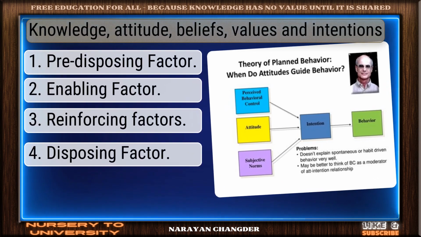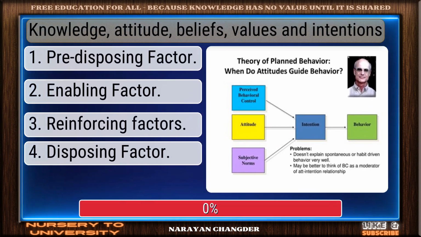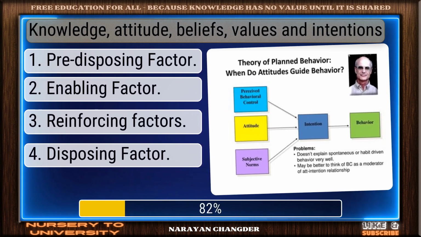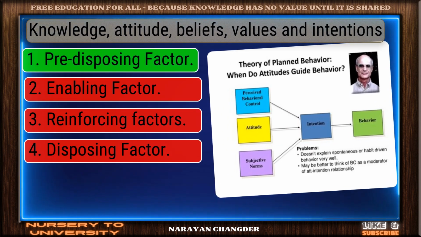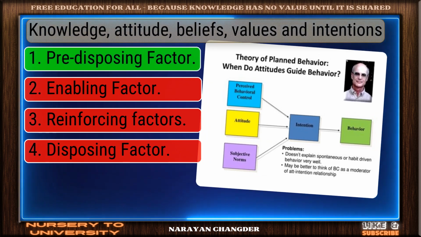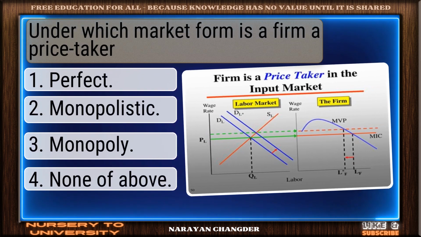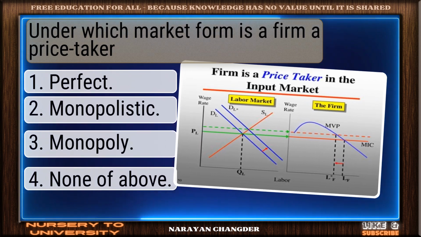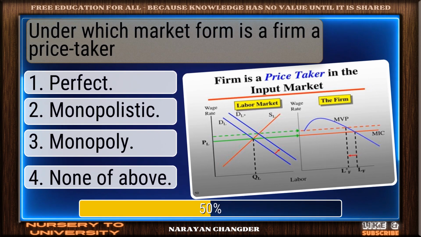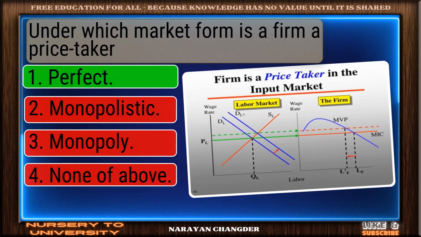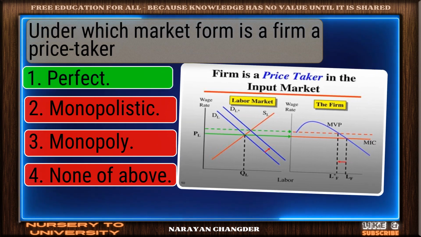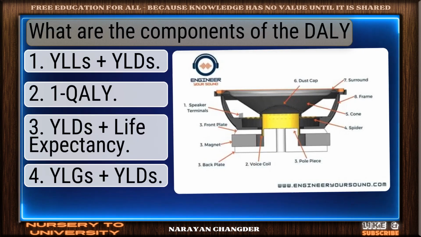Knowledge, attitude, beliefs, values, and intentions. Well reasoned. Predisposing factor is the correct choice. Under which market form is a firm a price taker? You got it. Your choice perfect is right.